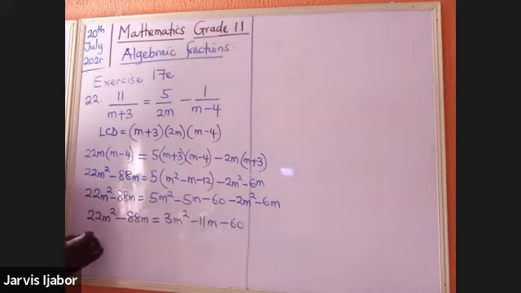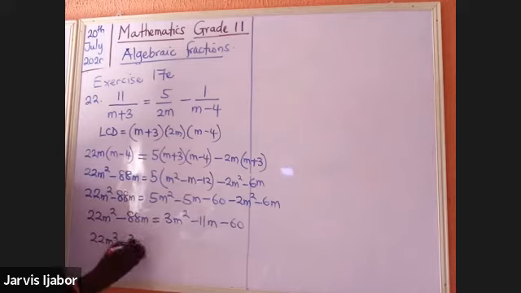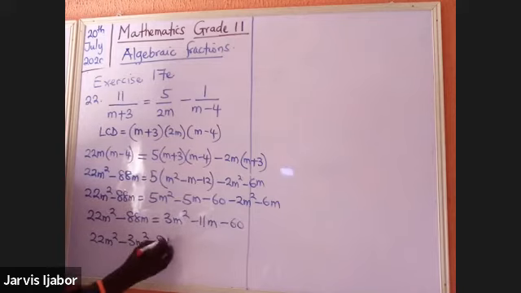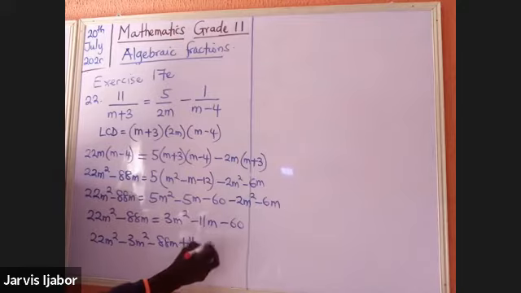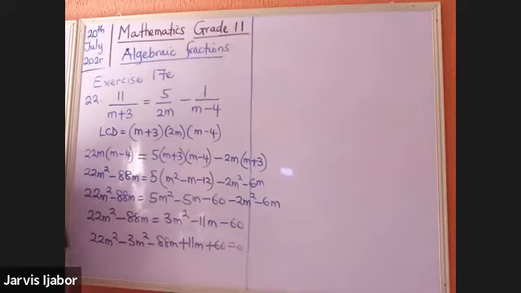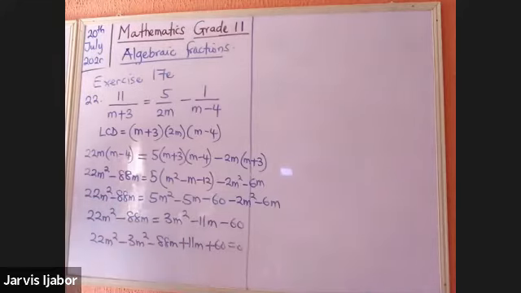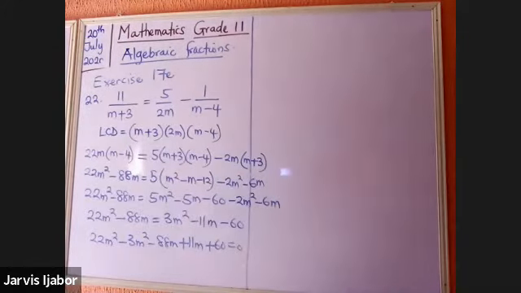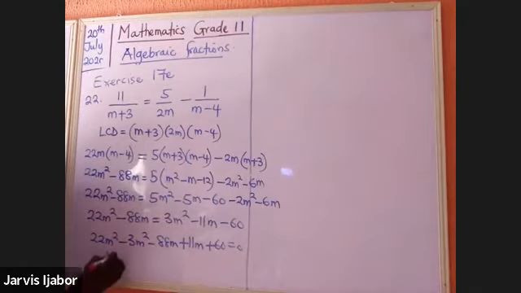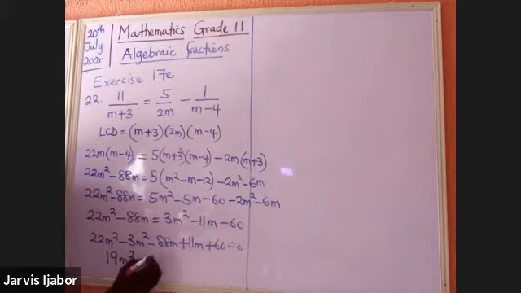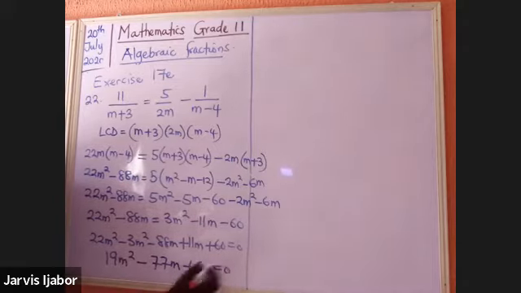Now you have 22m squared minus 3m squared minus 88m plus 11m plus 60 equal to 0. So what will be the next thing you do? At this point, this will give me 19m squared minus 77m plus 60 equal to 0.